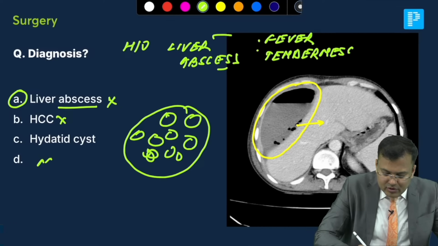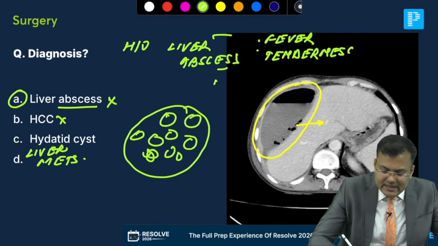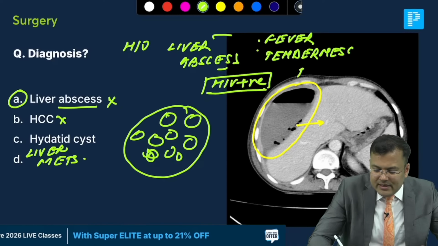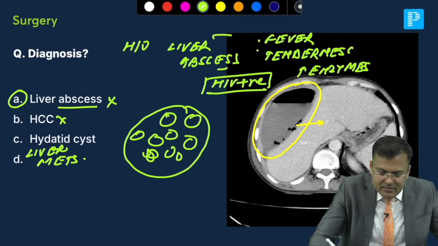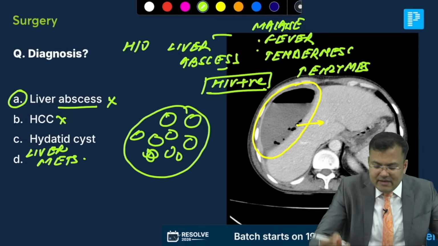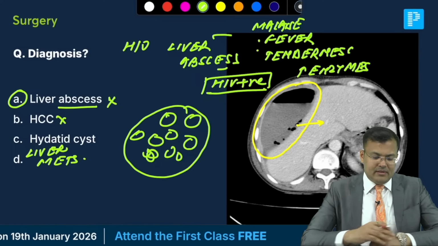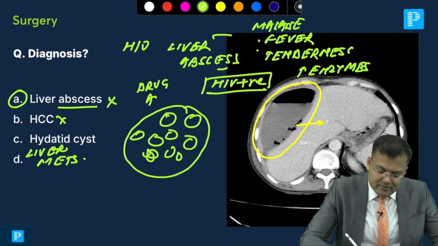Metastasis to the liver was also in the options. Liver metastasis. Okay, fever, HIV positive. The patient was HIV positive with increased enzymes. Fever, malaise. So the patient was having fever, malaise, HIV positive, increased enzymes. So guys, it's a classical history of liver abscess. Liver abscess, okay. Drug abuser it was, very good.